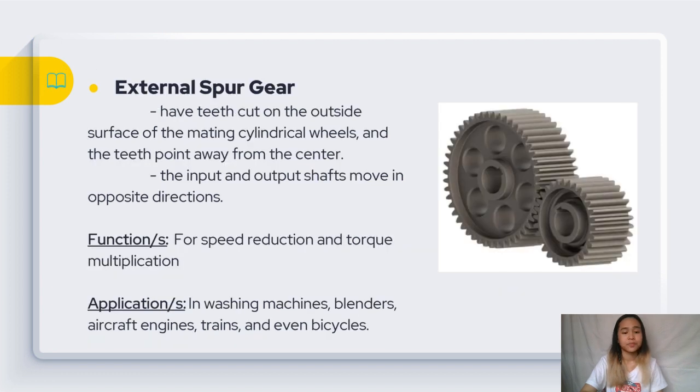First, the external spur gear have teeth cut on the outside surface of the meeting cylindrical wheels, and the teeth point away from the center. The input and output shafts move in opposite directions. Functions: for speed reduction and torque multiplication. Applications: in washing machines, blenders, aircraft engines, trains, and even bicycles.